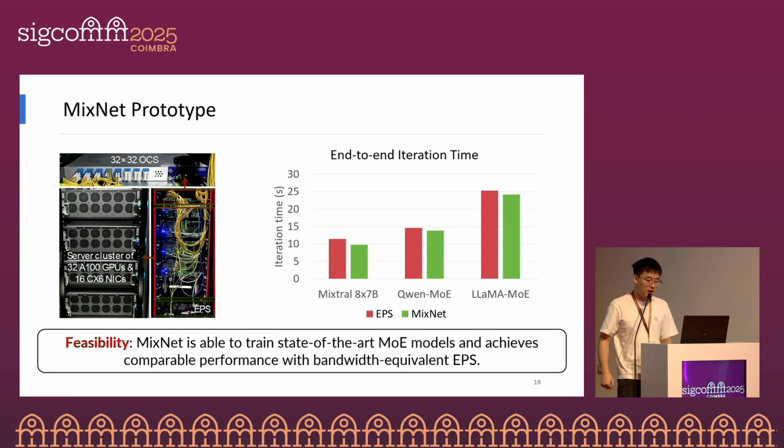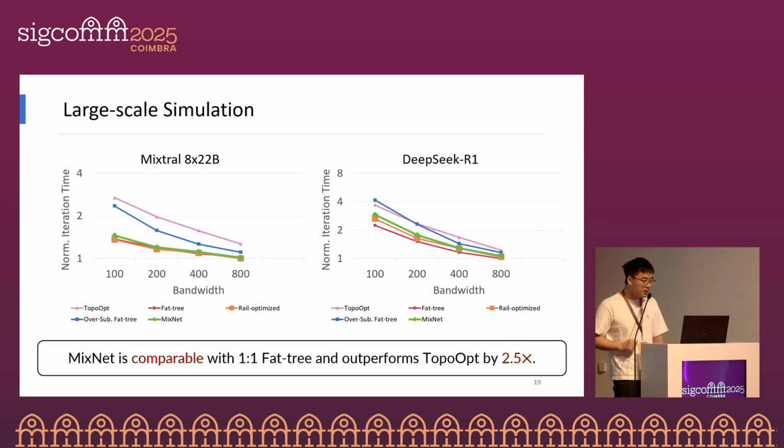For the evaluations, we first build a prototype of MixNet to demonstrate the feasibility. We build a testbed containing several Ampere GPUs, several NICs, and one EPS switch and one OCS switch. We show the system is capable of training state-of-the-art models and achieves performance comparable to bandwidth-equivalent EPS. We also did some large-scale simulations to evaluate MixNet at scale. The results show MixNet achieves comparable performance to a full bisection bandwidth, non-blocking fat-tree, and re-optimized. We outperform other optical solutions significantly.